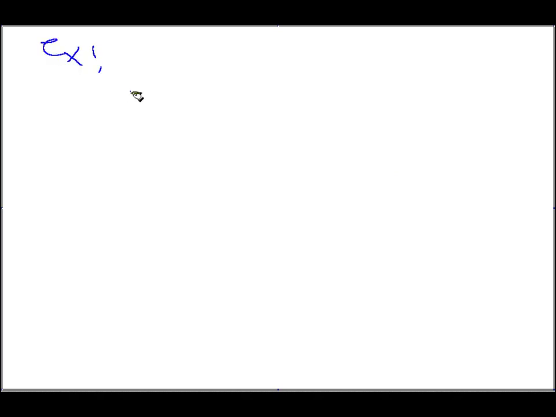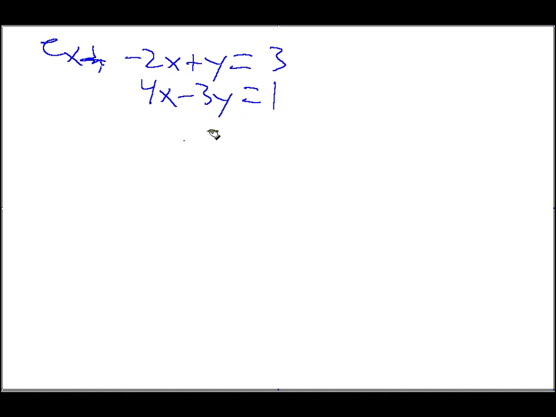All right, let's look at this equation here. Let's try this one, if you will. Let's look at negative 2x plus y is equal to 3. Sorry about that. And let's look at 4x minus 3y is equal to 1. All right, so my linear system is what? Negative 2x plus y is equal to 3, and 4x minus 3y is equal to 1.